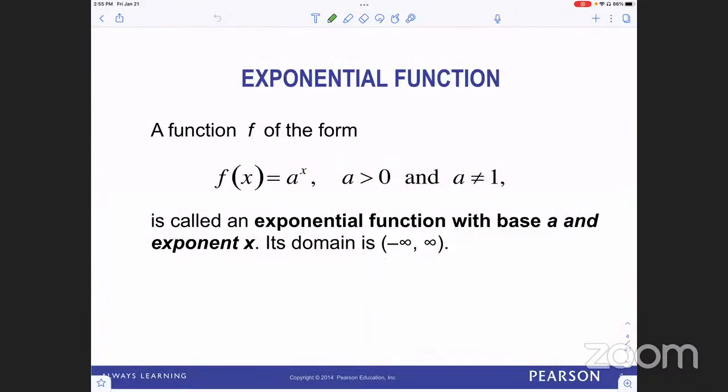A function f of the form f of x equals a to the power of x, where a is strictly greater than 0, and a is not equal to 1, is called an exponential function with base a and exponent x. The domain is all reals.